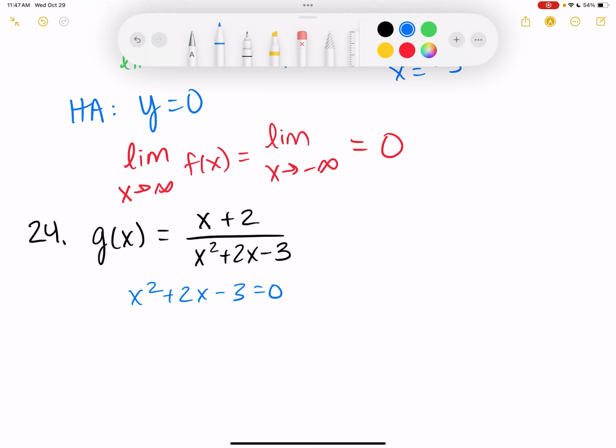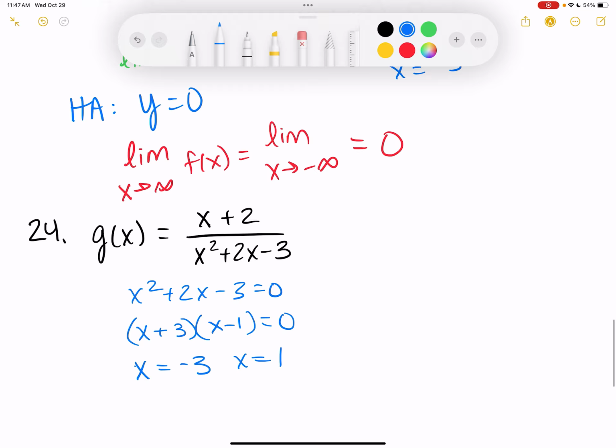What does this factor into? 3 and negative 1. x plus 3, x minus 1. So x equals negative 3, x equals 1. Those are my two vertical asymptotes.